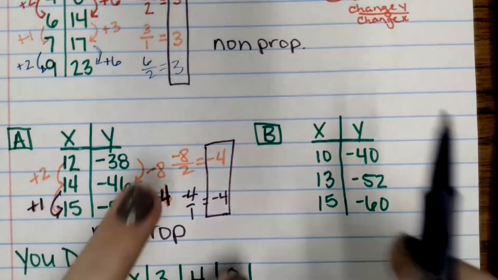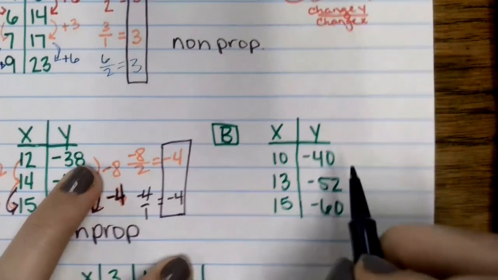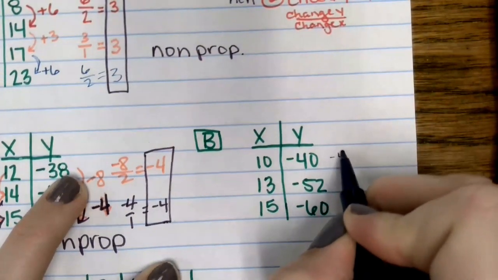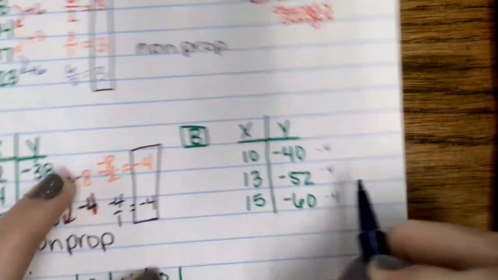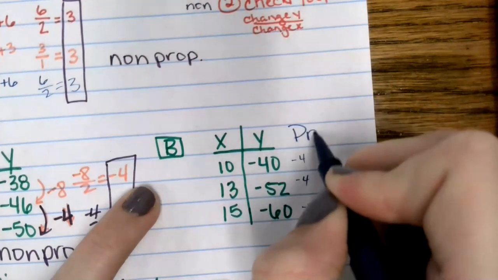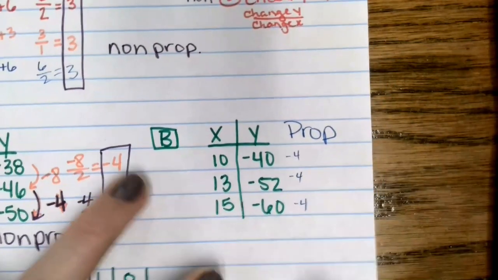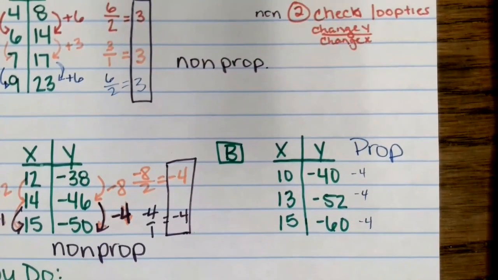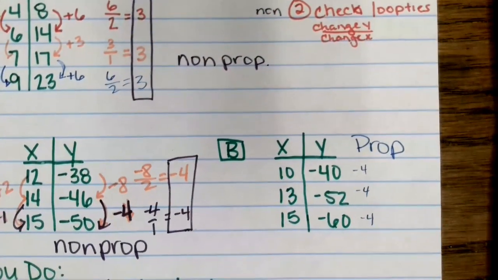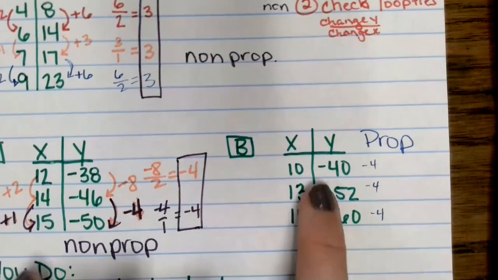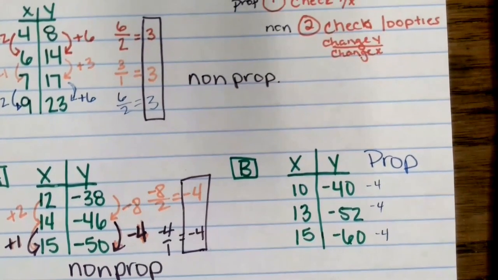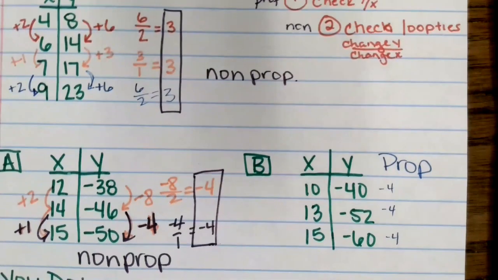So here we would have done negative 40 over 10, which would have been negative 4, and we would have actually gotten negative 4 all the way through if I picked up my calculator, and therefore this one would have been proportional with negative 4 being the constant. So it would have been negative 40 over 10, negative 52 over 13, negative 60 over 15, all making the negative 4.